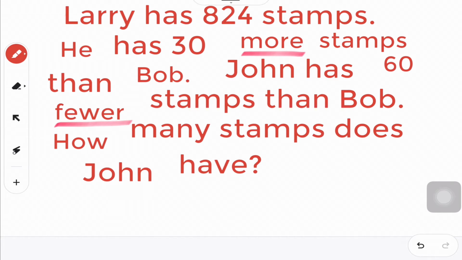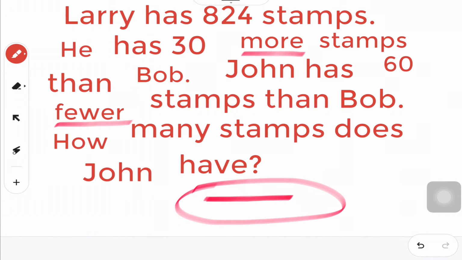So in subtraction, some words like more, less, fewer, decrease, take off, take away, left out, left over, remove. These words give us an idea that this word problem is related to subtraction and we are going to do minus, that is subtract. Okay, this is one thing.